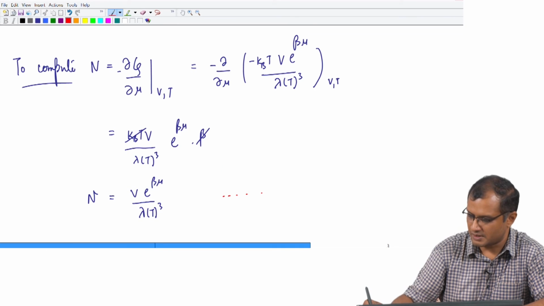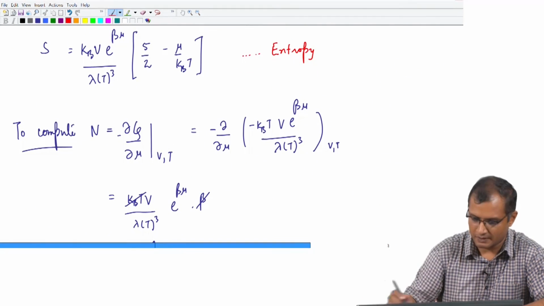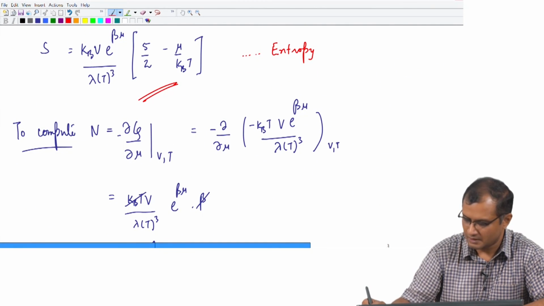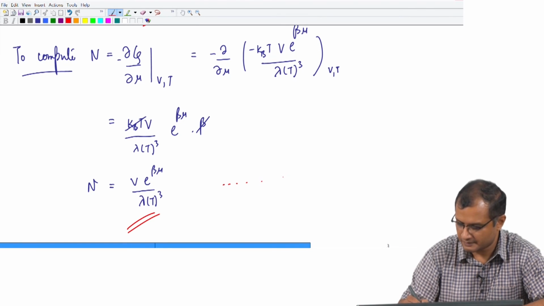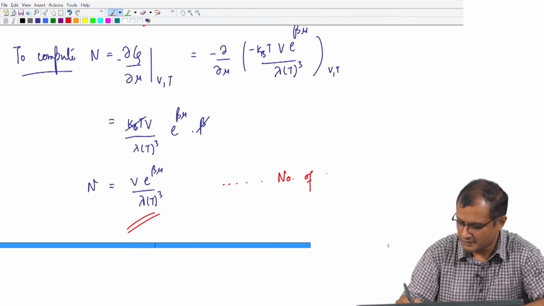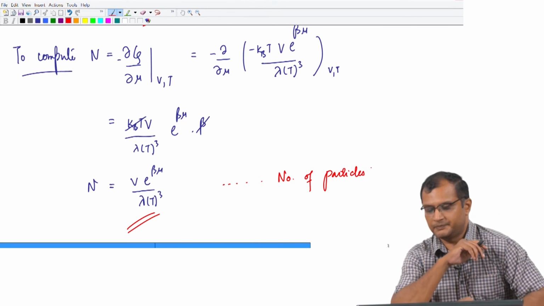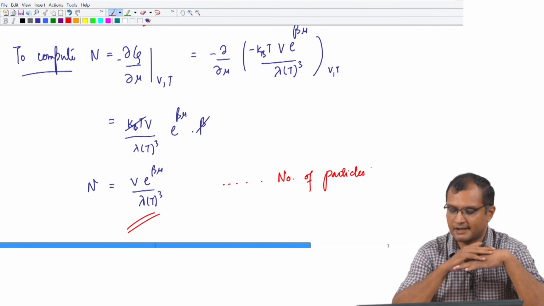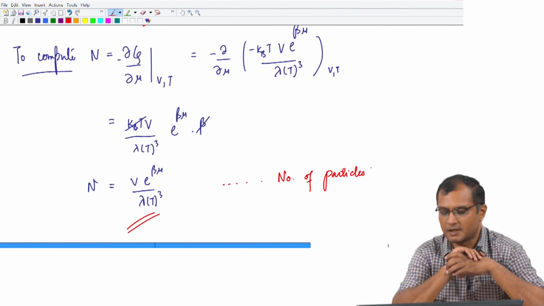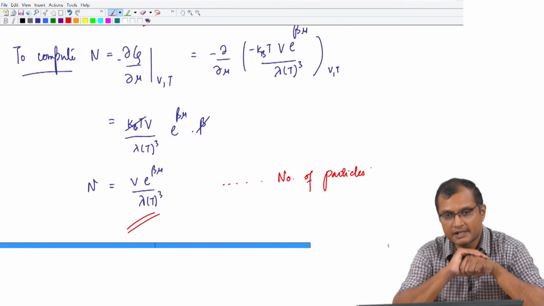So, this is just the entropy and this is the number of particles. With this, our discussion of the classical ideal gas under the grand canonical ensemble comes to an end, and this also ends our chapter 2 on classical statistical mechanics.